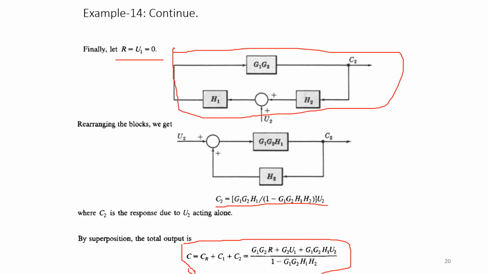The first rule is your cascade rule, where you multiply your gains. The second rule is your parallel rule, where you will be adding or subtracting your responses. In the third and fourth rules, takeoff point shifting is learnt, before or after a block. In the fifth and sixth rules, you have learnt about shifting of a summing point before and after a block. And in the seventh rule, you have learnt about elimination of the feedback loop with positive and negative feedback.